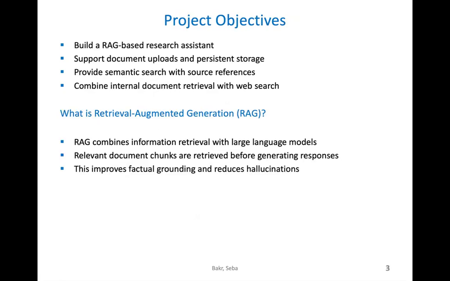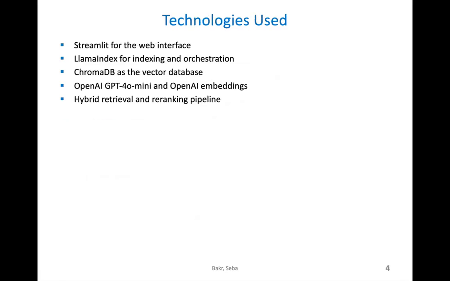What is RAG? RAG combines information retrieval with large language models. Relevant documents are broken into chunks and are retrieved before generating responses. And the most relevant document will be returned. This improves factual grounding and reduces hallucination.